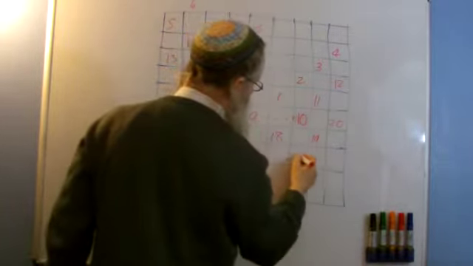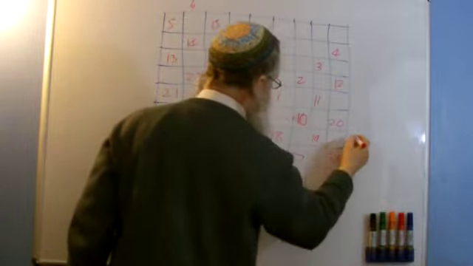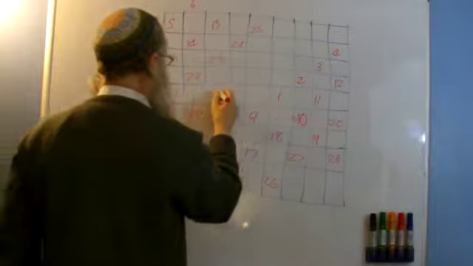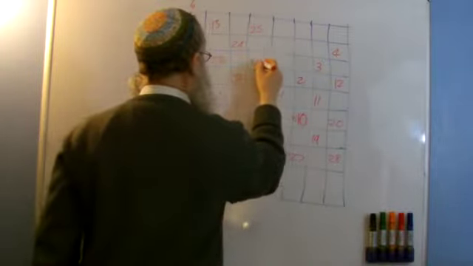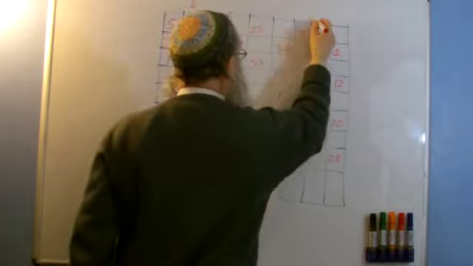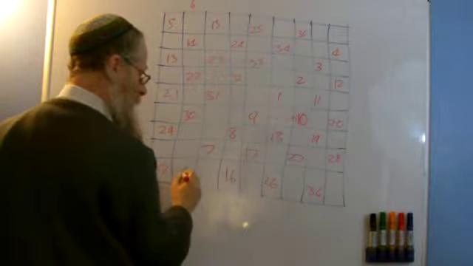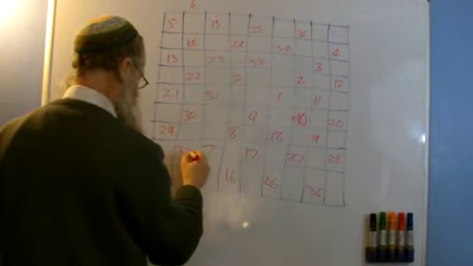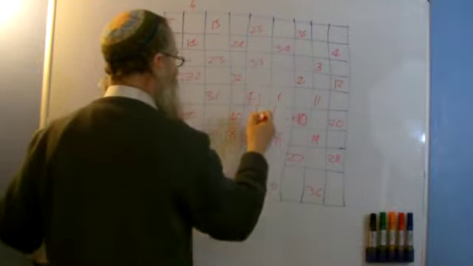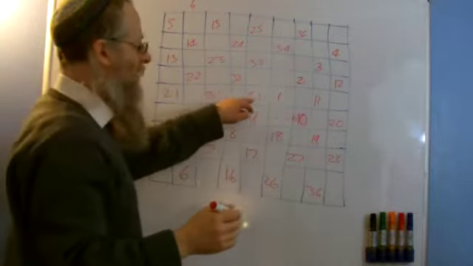26, 27, 2 to the right. 28, 29, 30, 31, 32, 33, 34, 35, 36, over to here, brings you to here. 37, no, yes, 37, 38, 39, 40, and 41. Now I know I'm home because 41 is the middle number.